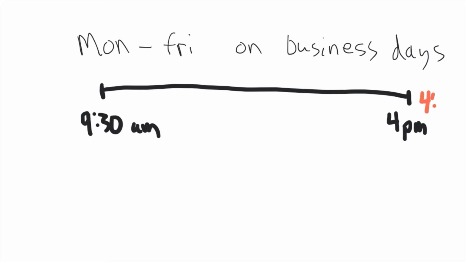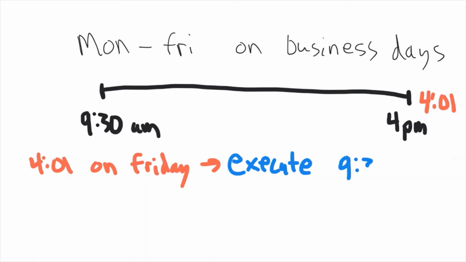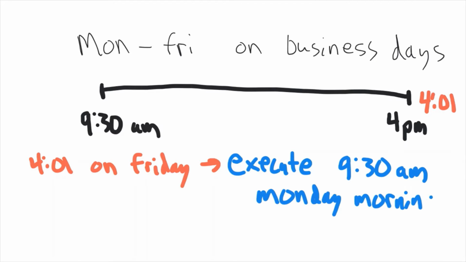Let's say you place an order at 4:01 p.m. Eastern Time, let's say on a Friday. Then that order will execute at market open the next business day, which would be 9:30 a.m. Monday morning, assuming Monday's not a holiday.